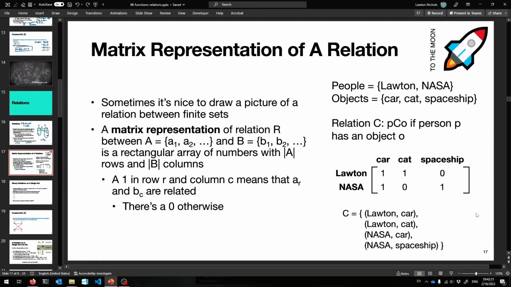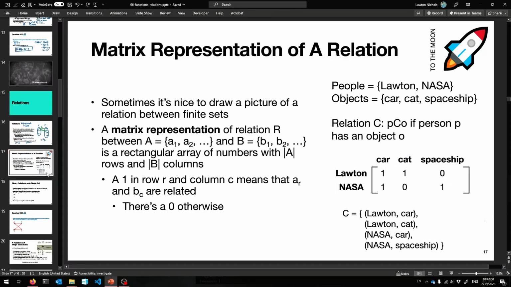That's what owns what. So you could change that into a matrix form. You could say the rows are the people and the columns are the objects, and so you put a 1 if the person owns that thing. I have a car, so you put a 1 there. Lawton and cat are related under this relation. Lawton and spaceship are not related, so you put a 0 there, indicating that I do not own a spaceship, unfortunately. And then NASA has plenty of cars and spaceships, but I don't think they have any cats. At least they're not doing any experiments on them anymore or something. So I think we're good there, and we can safely conclude that NASA and cat are not related under this relation C. Okay, that's just another example and another way to write how relations work.